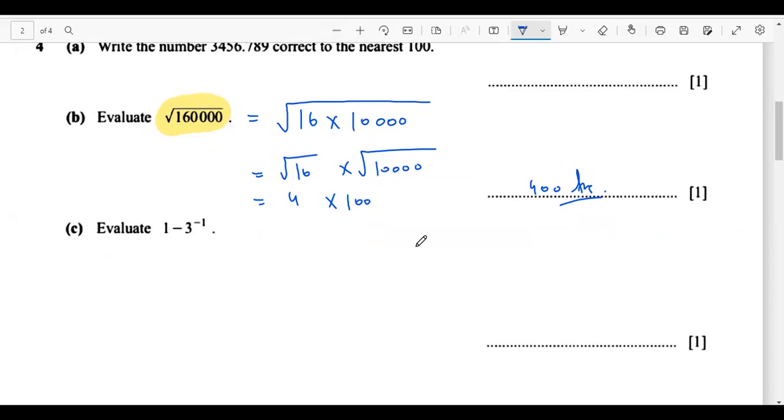So now when you will multiply 16 with 10,000, it would give you 160,000. 16 ka under root is 4 and then 10,000 under root is 100. Okay, so 4 into 100 would give you 400.